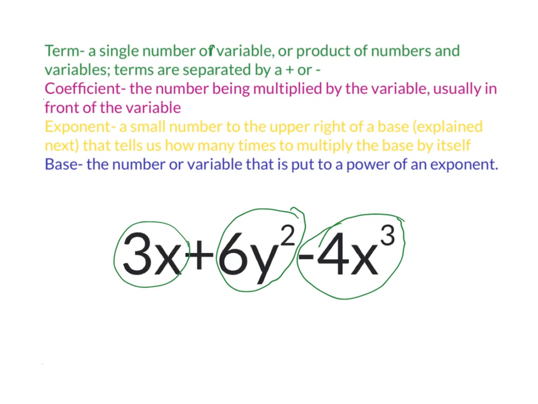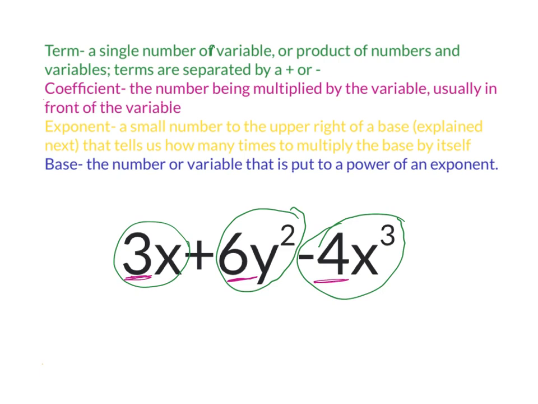Coefficient is the number being multiplied by the variable. So the coefficient here is going to be 3. So 3 is a coefficient because it's being multiplied by x. 6 is a coefficient because it's being multiplied by y squared, and negative 4 is a coefficient because it's being multiplied by x to the third. By the way, if I interchangeably say y squared or y to the second, those are the same thing. Y squared seems to feel like the shorter way to say it, but they're the same thing.